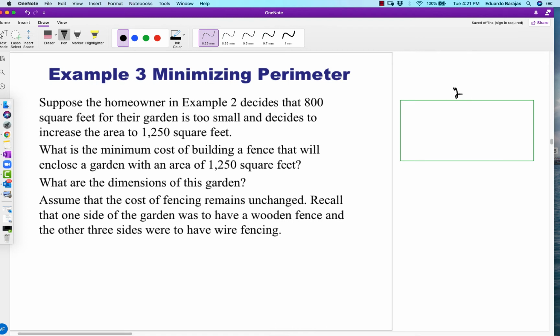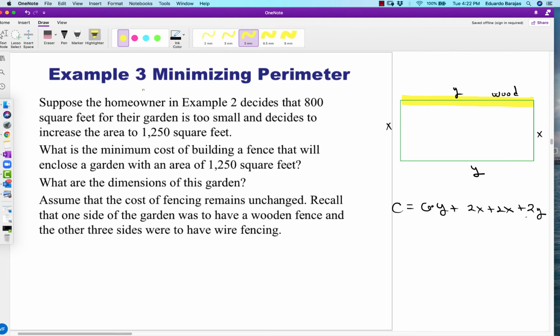remember that we had y and we had x, and x, and that it's $2 per foot for the wire fencing, and then it's $6 per foot for the wood fencing. So the cost is equal to 6 times w plus 2x plus another 2x plus another 2y. Right? Sorry, this thing is messed up here. This is a y here. So if, say, this side over here is wood, the only side that's wood, so we need one of them to be made from wood.